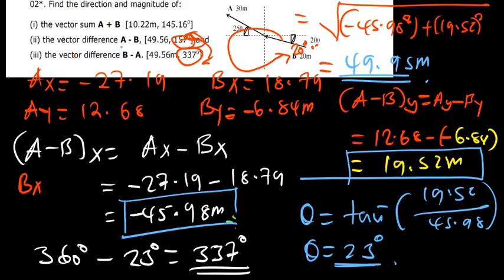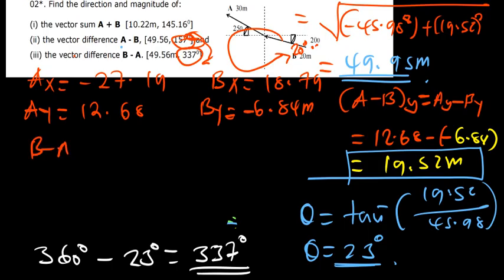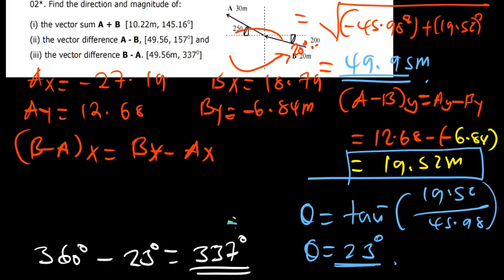Let me show you here. When you're finding b minus a, you say b minus a like that. Then for x, you say bx minus ax. For y, you do the same. Then find the magnitude and also the direction. So you will find the magnitude to be 49, the same, but the direction will change. The direction will be 157.